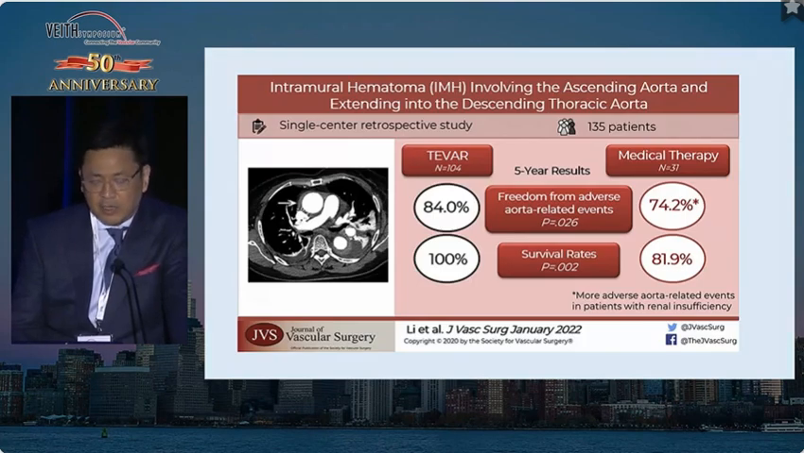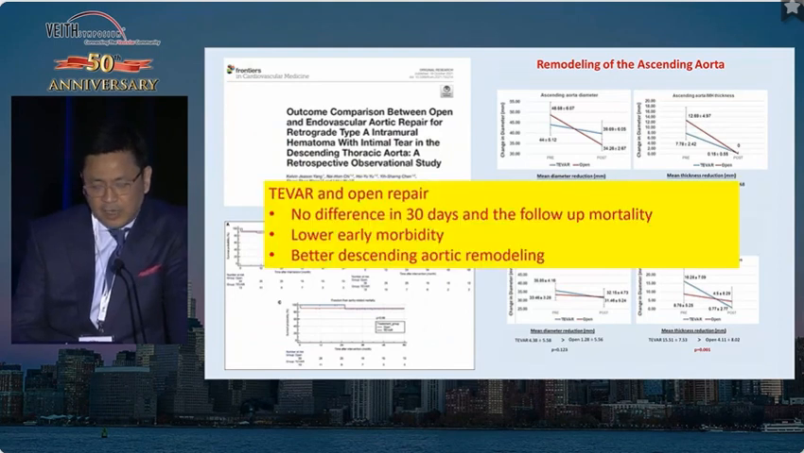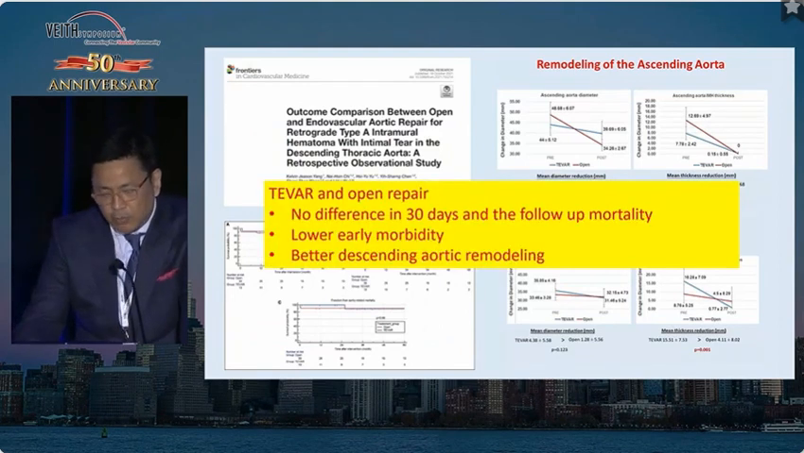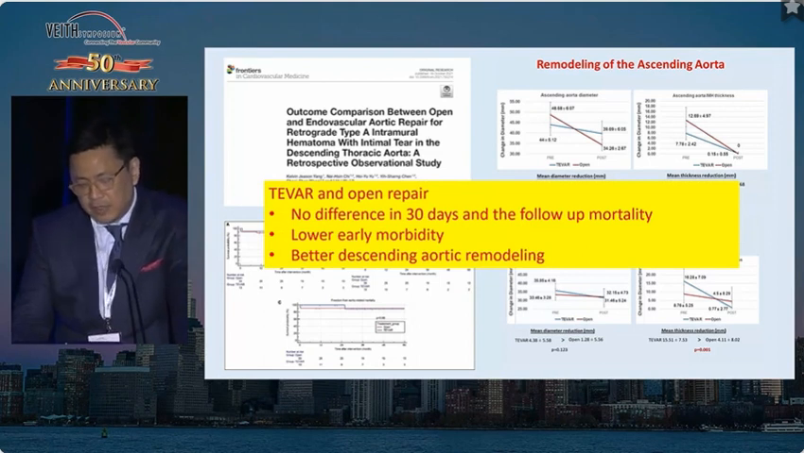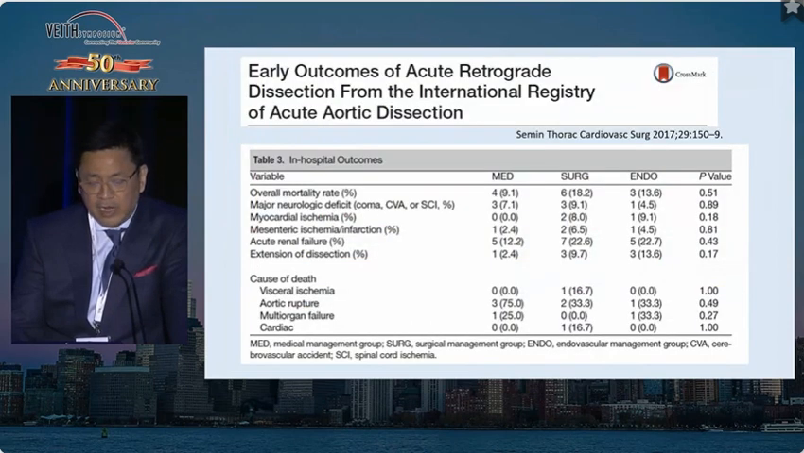This is another publication on type A intramural hematoma, comparing TEVAR and medical treatment. The 5-year result is much better in the TEVAR group for freedom from adverse aortic events, and also shows a survival benefit over medical therapy. This is our study comparing TEVAR and open repair, with no difference in 30-day and follow-up mortality. We had TEVAR repair with lower early morbidity and better descending aortic remodeling.